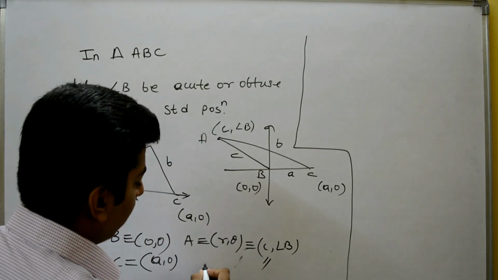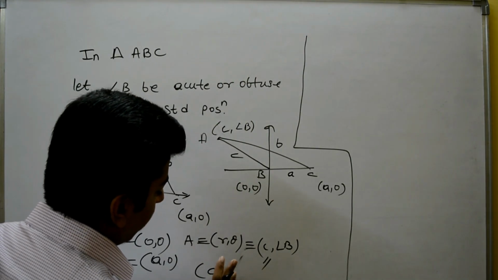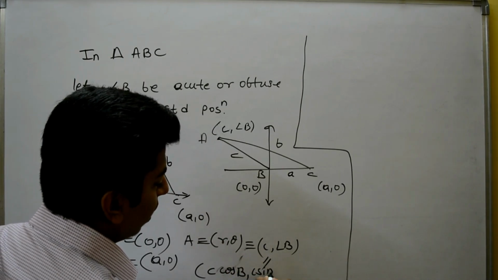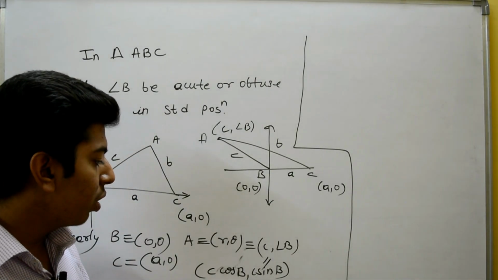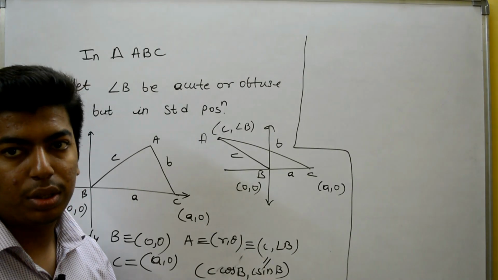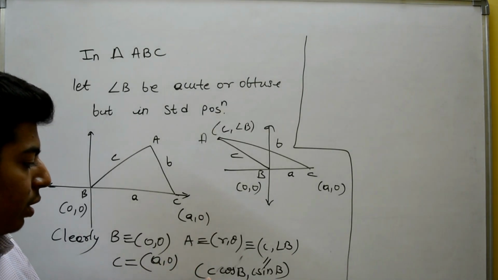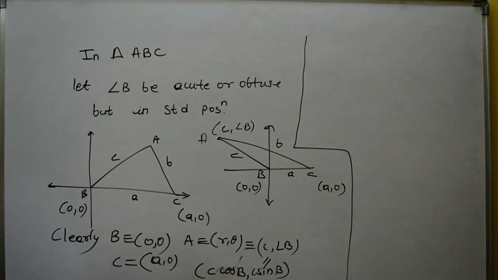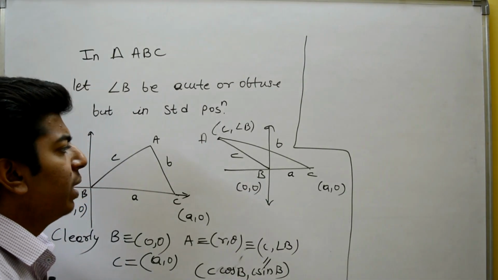Also that is equivalent to c cos B, c sin B. This is the horizontal component and this is the vertical component. So A stands for c cos B and c sin B. So our next step will be to find the distance between A and C.